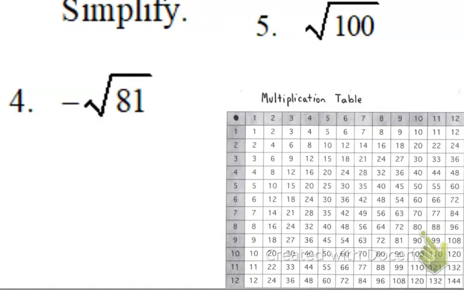Number 4, we got the negative square root of 81. So we can look for 81 on our multiplication chart and we see it. It's one of those perfect squares. You might have it highlighted. And so that's the negative.